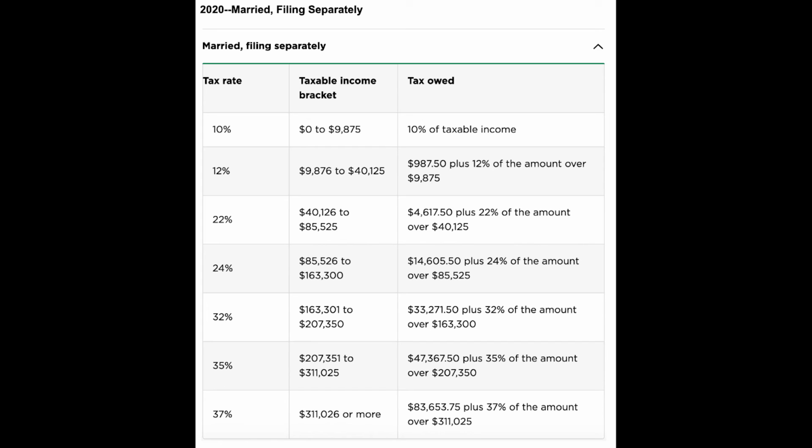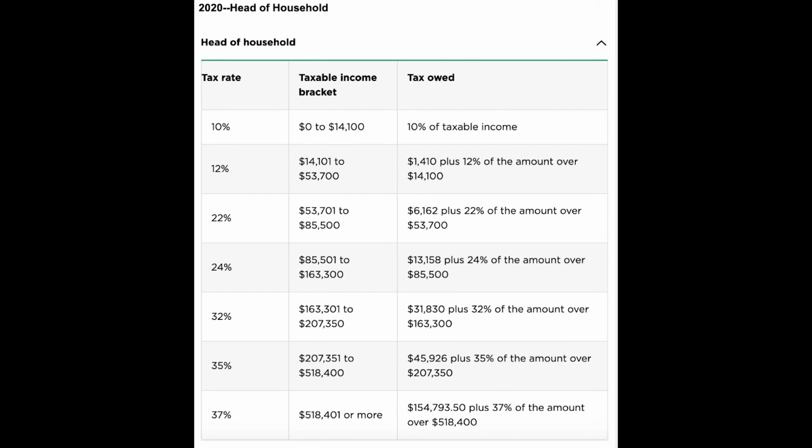So that again changes slightly for 2021. But as we are looking at the filing period for the year of 2020, I wanted to outline that first and foremost. So when you're looking at filing as head of household for 2020, there again are 7 tax rates. So the first one is at the 10% mark and goes up to an income of $14,100. The tax rate of 12% goes up to an income of $53,700.